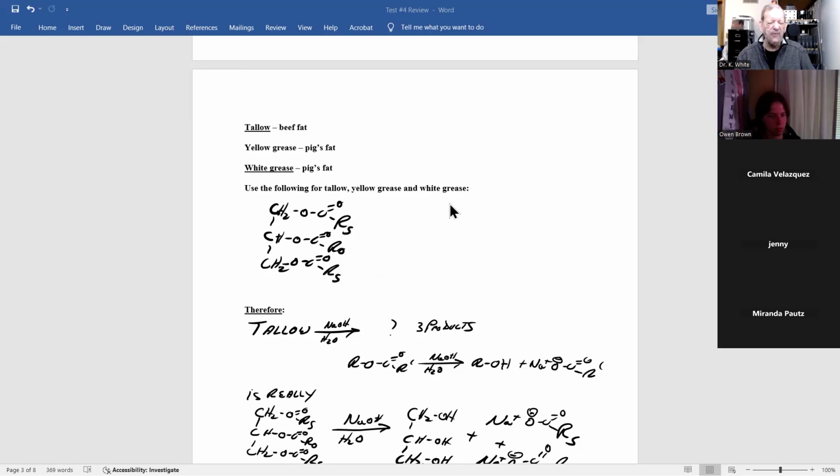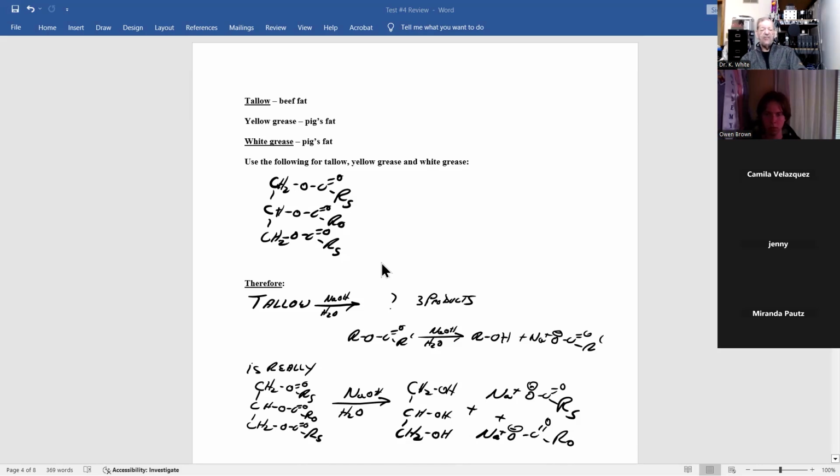All right, now to give you a realistic feel of what's going on, I came up with an idea. Let's have one structure represent tallow, yellow grease, and white grease. And when you hydrolyze it, you'd get stearic acid. This would give you oleic. This would give you, that's a good thing.